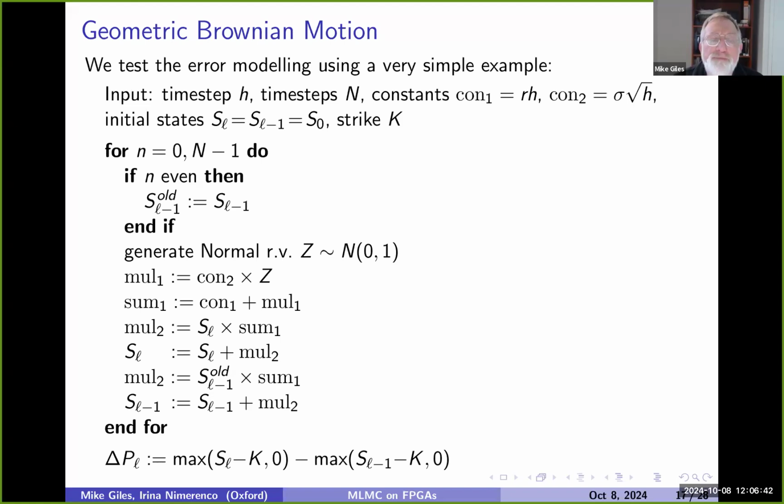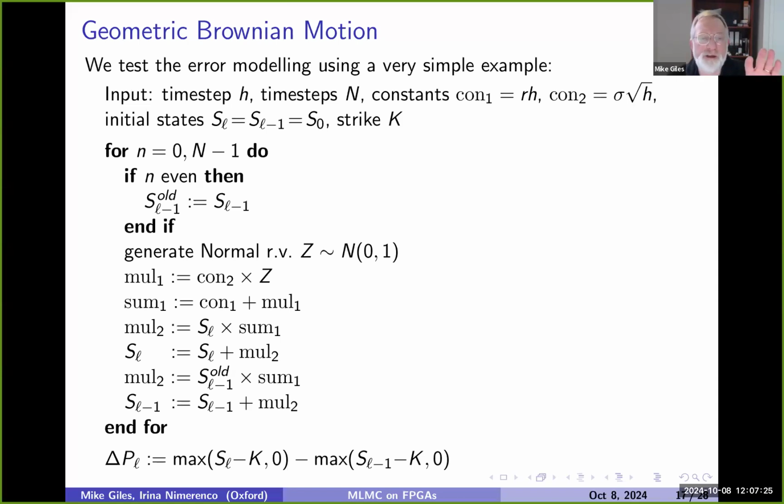So we have SL being the fine path, SL minus 1 is the coarse path. The fine path is using a time step of h. We've got a couple of constants, con1 and con2. And then we have this path calculation where we're looping over all of the fine time steps. In computing the drift and volatility for the coarse path, we only update that every second fine time step, the beginning of every coarse time step. So that's what that bit is doing.